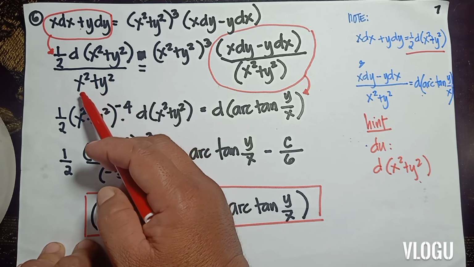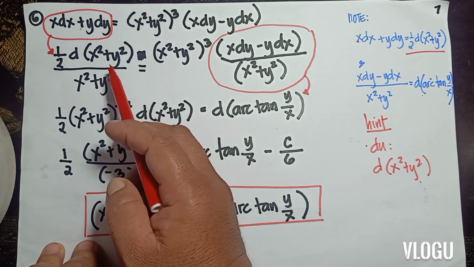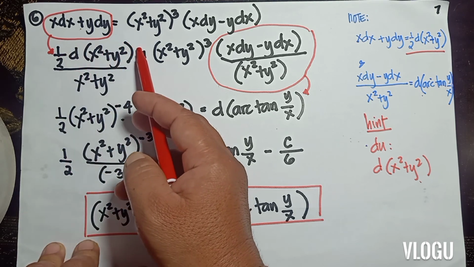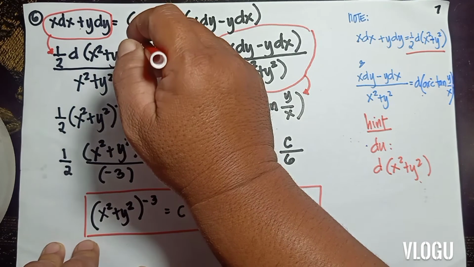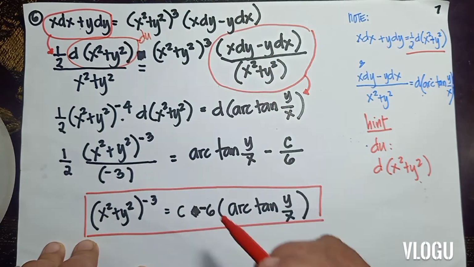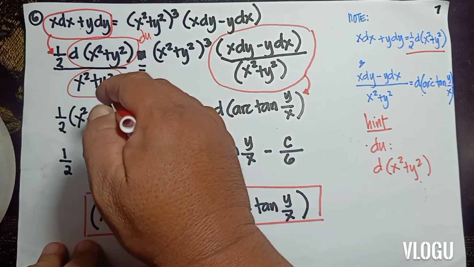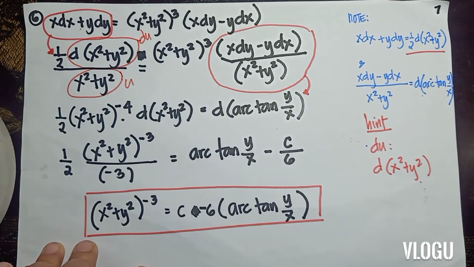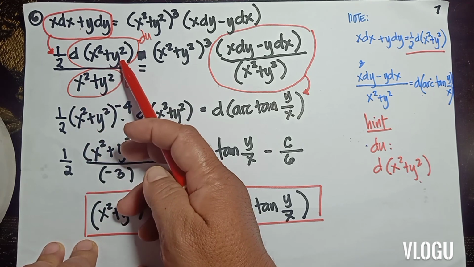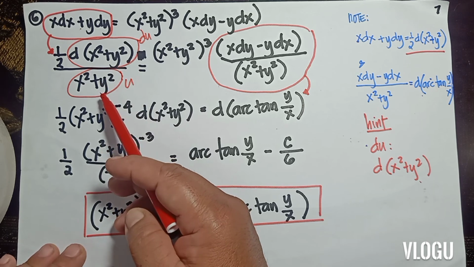Why do we need to have a form of this? So that we can have u. This is your du. That is your du. And this one is your u. So that you can have a u, you are going to divide with your x squared plus y squared. That is your u, right?